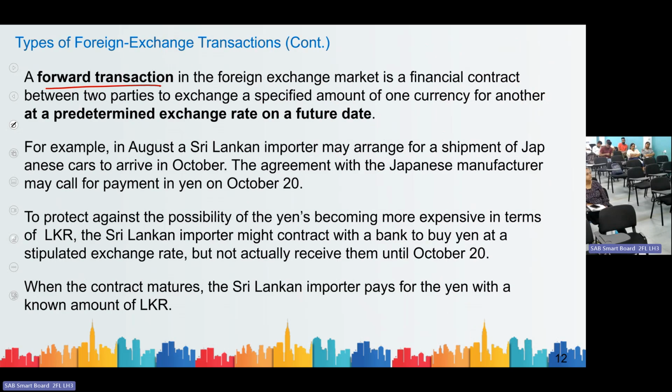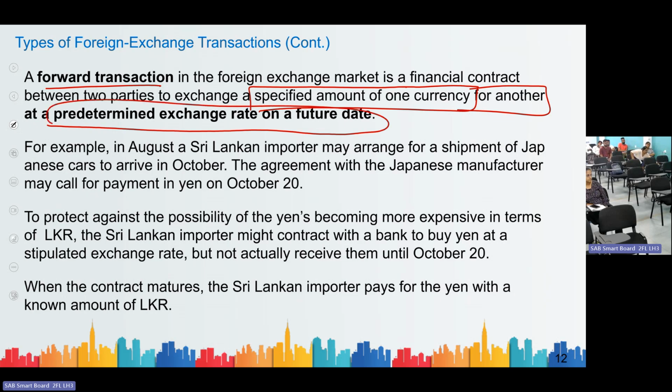The other form of foreign exchange transaction is the forward transaction. Here, a forward contract in the foreign exchange market is a financial contract between 2 parties to exchange a specified amount of one currency for another currency at a predetermined exchange rate on a future date. This doesn't happen immediately.